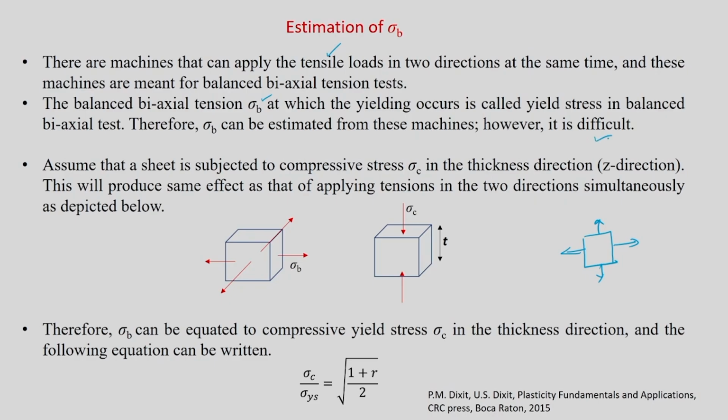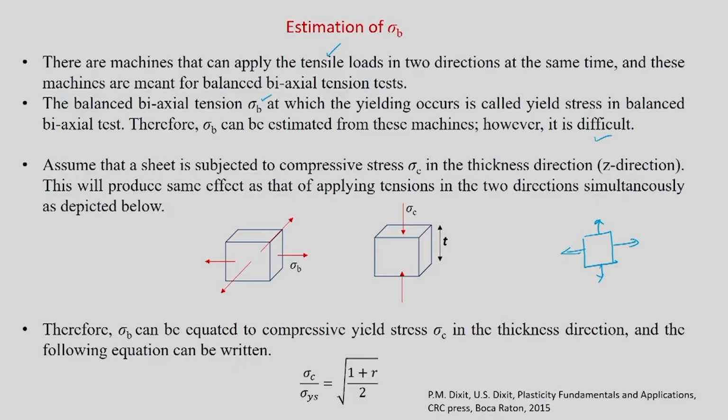However, it is not so easy, it is difficult. You need a machine where you hold the sheet and pull it, and all the sensors have to be properly designed to monitor the deformation, load requirement, all those things. So instead, assume that the sheet is subjected to a compressive stress, sigma c, in the thickness direction. For example, like this, you have the same sheet element and you compress it with sigma c. This will produce the same effect as applying tension in two directions simultaneously, as depicted below.